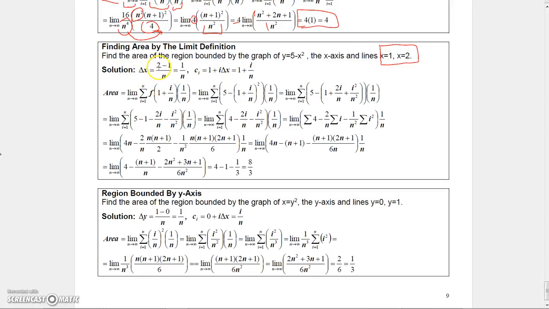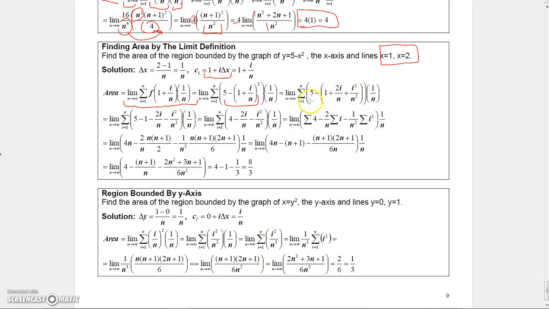Delta x in this case would be 2 minus 1 over n, so it would be 1 over n. C sub I now would be 1 plus I delta x, because we're starting at 1 now, not 0. So that would be 1 plus I over n, since delta x is 1 over n. Okay, now, so the limit would be the sum of f of 1 plus I over n times 1 over n. And go ahead and evaluate the function at 1 plus I over n, and you get 5 times that expression squared, and then times 1 over n.